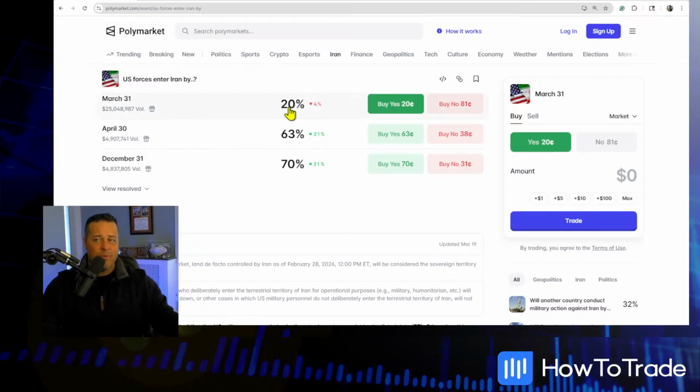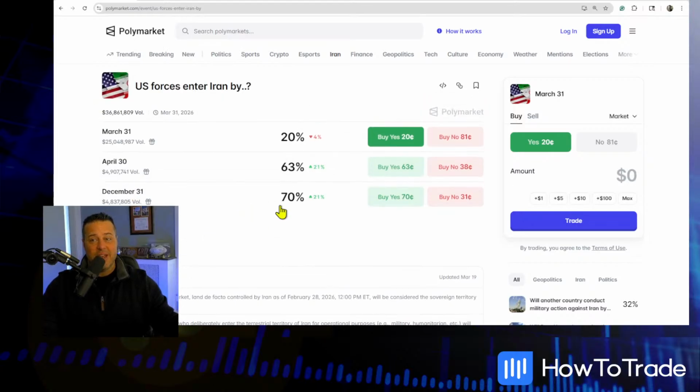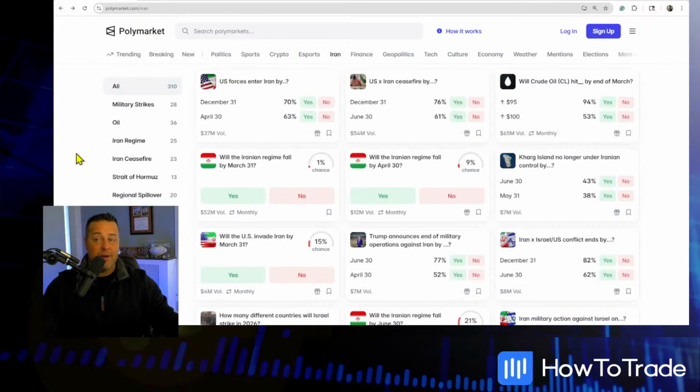March 31st, we're betting at 20% chance, so that's by Tuesday. I don't know, 63% chance says you're going to be in there by April 30th, and by December 31st, a 70% chance. According to these traders, they believe that the U.S. is going to put boots on the ground in Iran, and it's going to happen relatively soon, within the next month or so. So ceasefire, they believe they'll have a ceasefire this year.